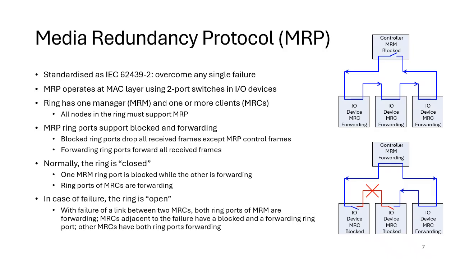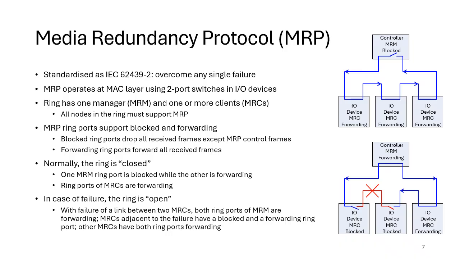In case of a failure, the ring goes to the open state. When there's a failure of a link between two MRCs, both ring ports of the MRM are now forwarding. So instead of them being blocked, we now forward through both ports, going out in both directions. As you can see on this lower diagram on the right, we've had a cable break. In normal circumstances, if there wasn't MRP, then any device downstream of that first I/O device would no longer be able to receive network packets. But because the controller is now forwarding, packets are sent in both directions, and that way we can achieve communications to all of the devices despite the loss of that cable.